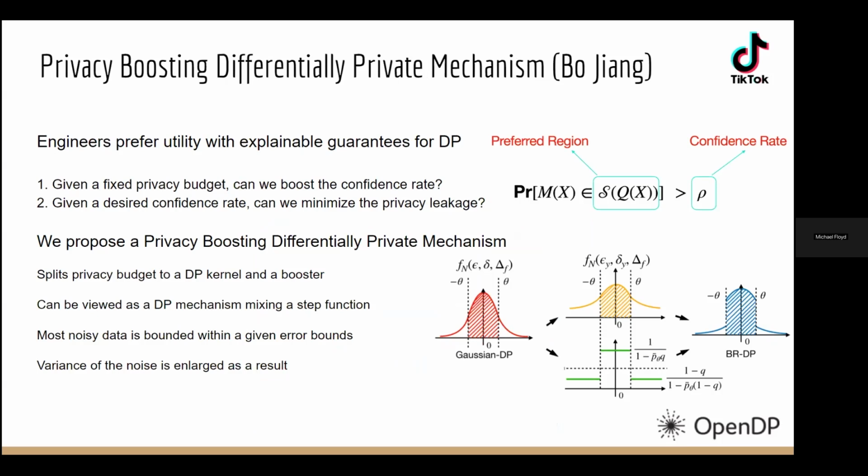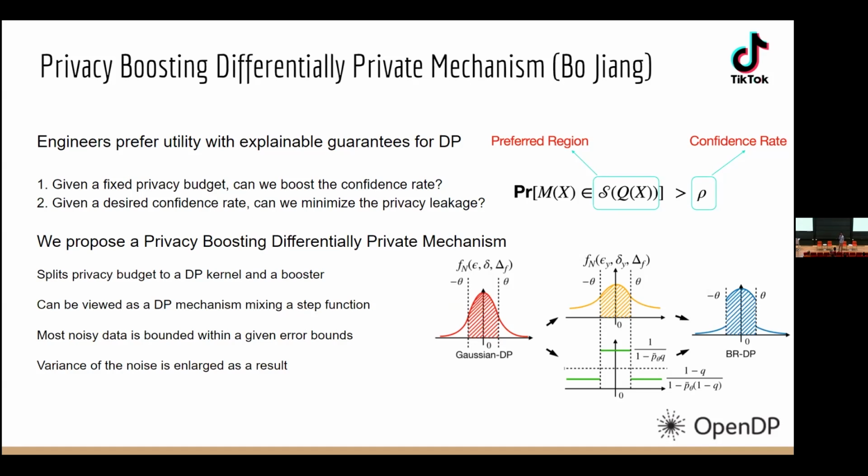So TikTok has been embedding differential privacy into a lot of its data collection and analysis pipelines. But during the collaboration with the engineering teams, we realized that the engineers prefer a utility definition with explainable guarantees. So after finalizing their request, we formalized the utility definition on the right-hand side. So basically, they would like the output of a DP mechanism to fall within a preferred utility range with certain confidence. That utility constraint, the preferred utility region, usually depends on the specific applications.